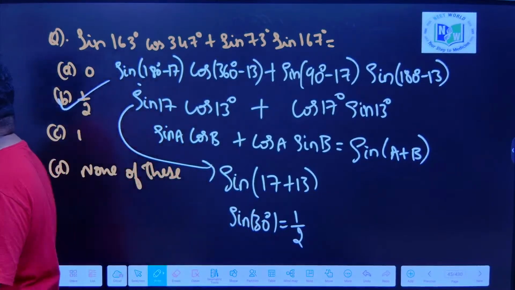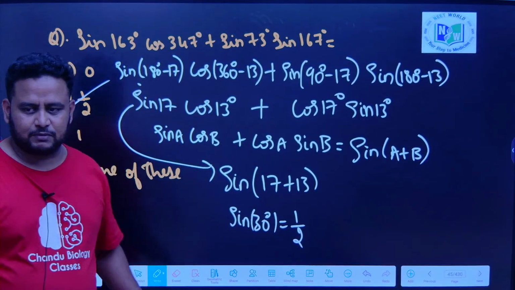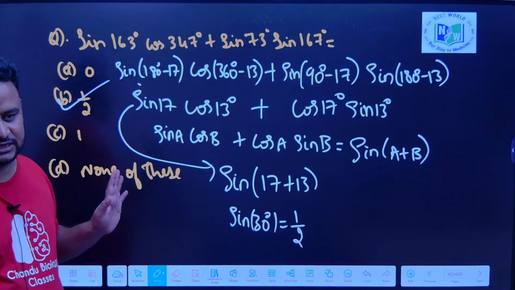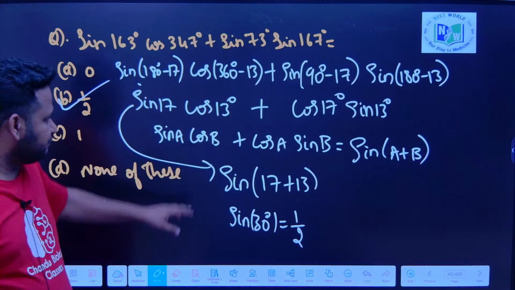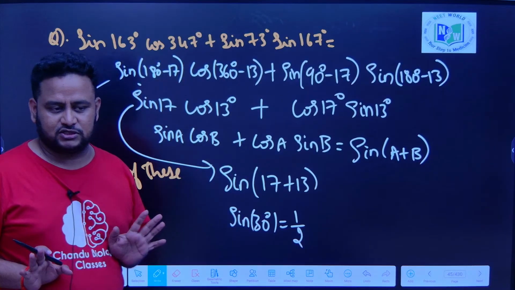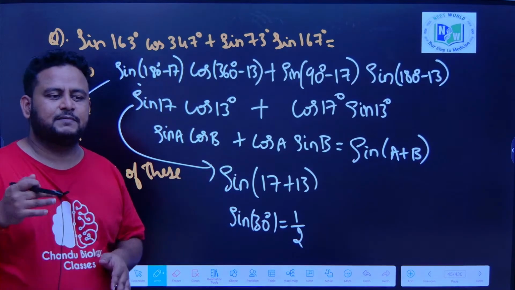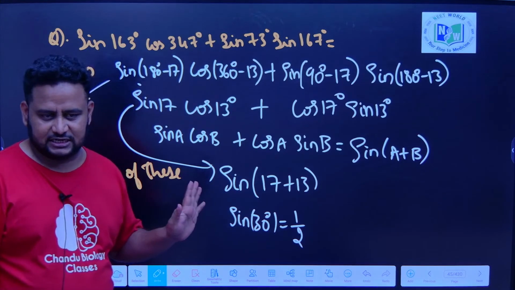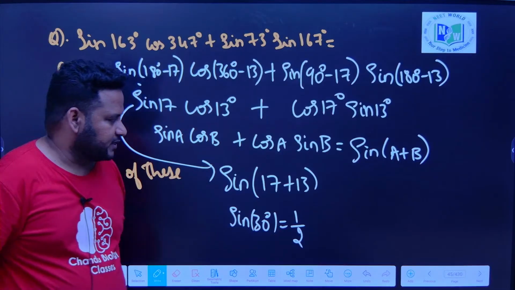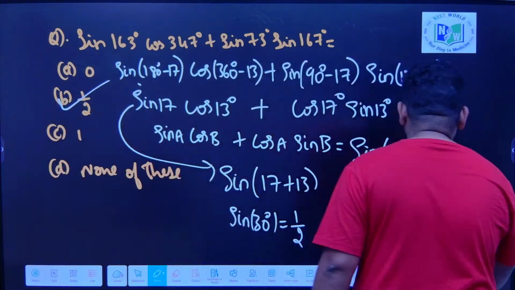That is option B. Option B, 1 by 2, is the right answer to this question. Clear? So based on the compound angles only we did the question. If there are such types of questions, you should be in a position to solve them. We are going a little bit higher level so that if it comes in the examination, you should be able to solve it very easily. Clear? Let us see one more.